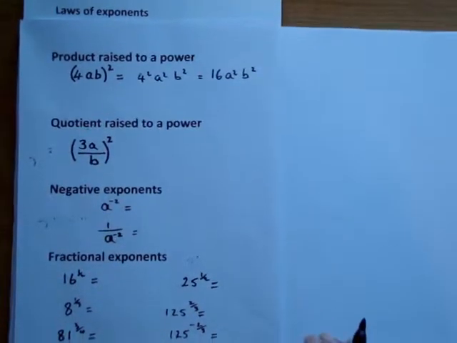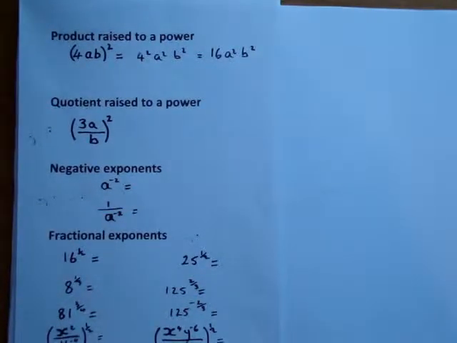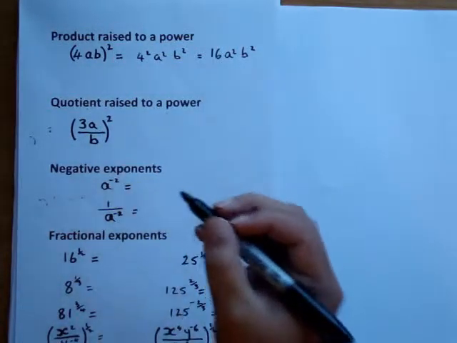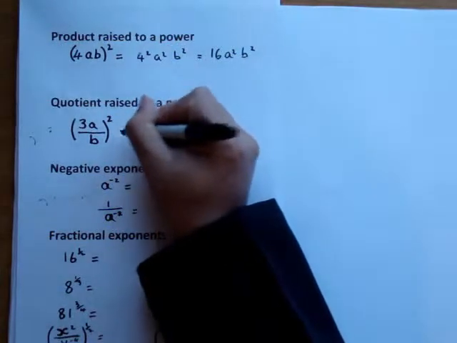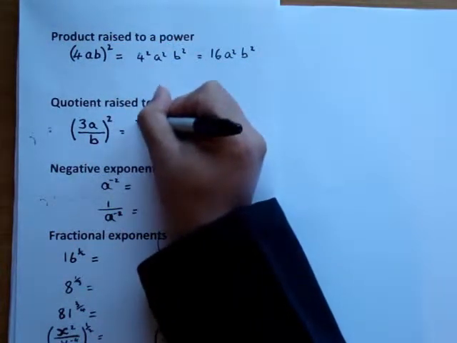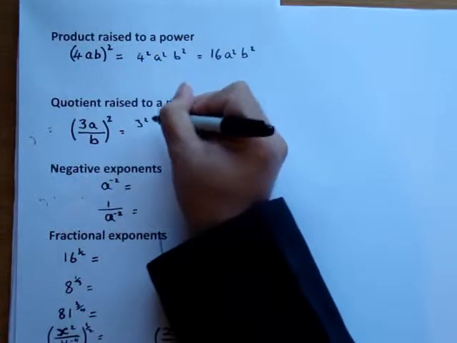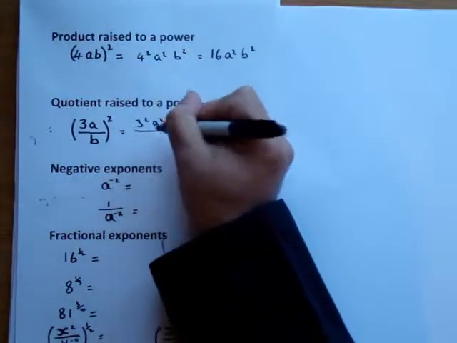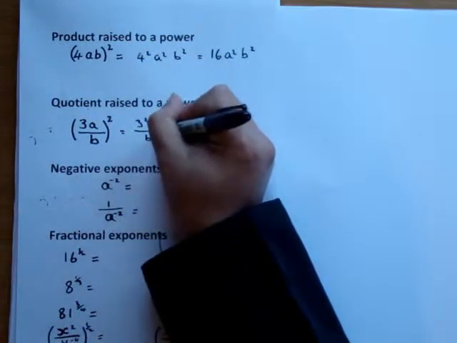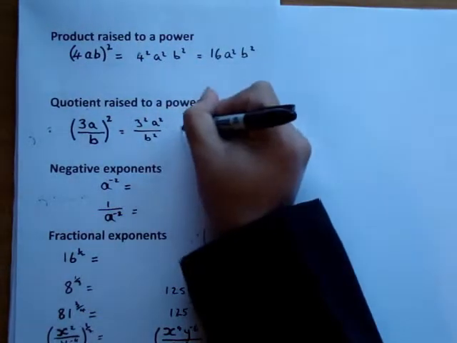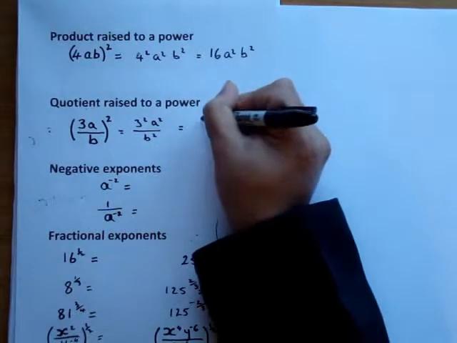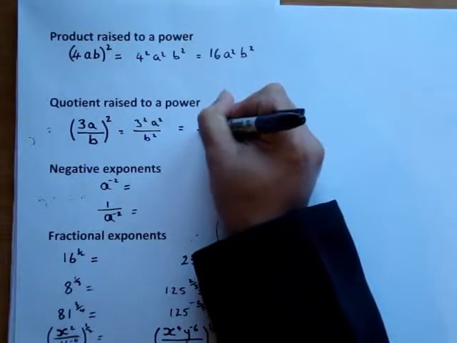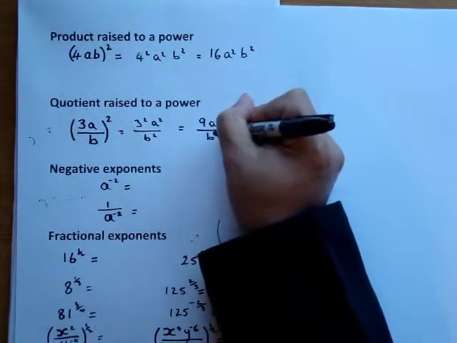If we have a quotient raised to a power, then we multiply each individual component again. So this would equal 3 squared and a squared all over b squared. This in turn, 3 squared is 9, a squared remains over b squared.